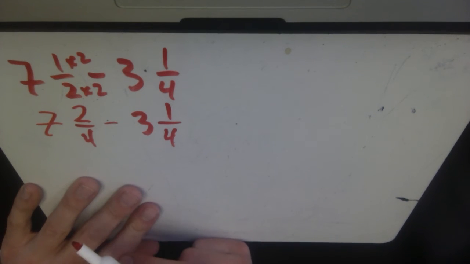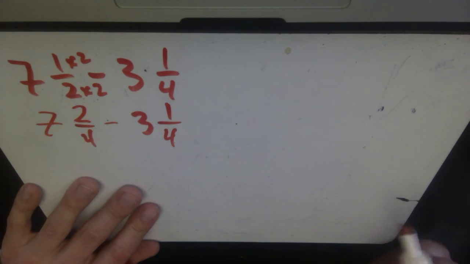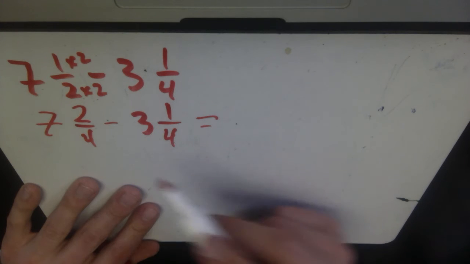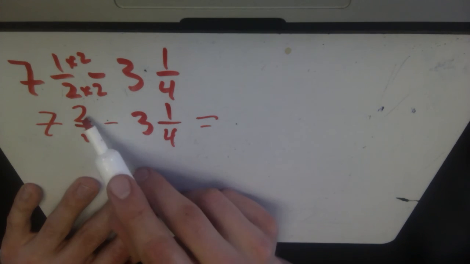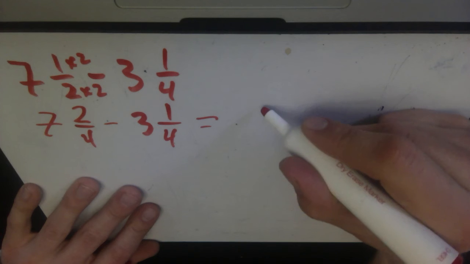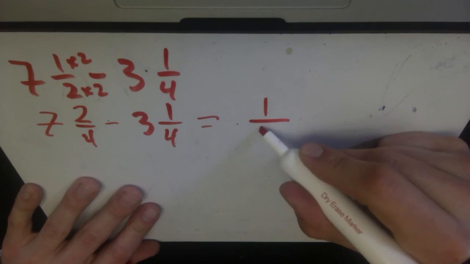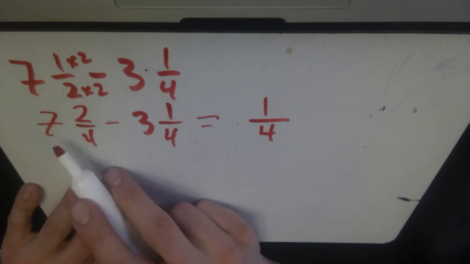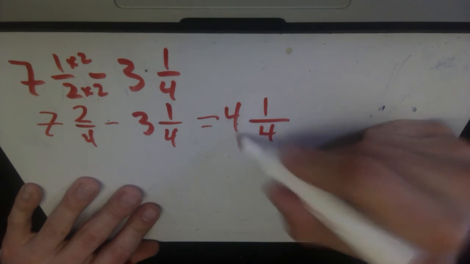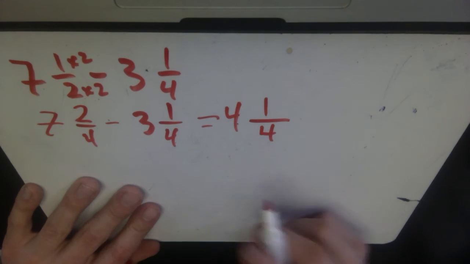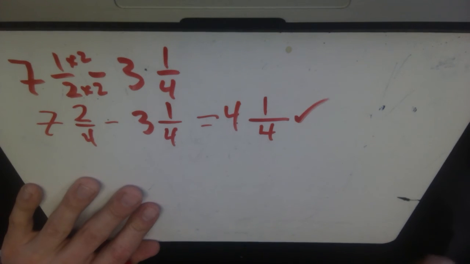So 7 and 2/4 minus 3 and 1 over 4 equals, well, let's subtract our numerators, our top numbers first. 2 minus 1 is 1. Over top of my denominator, which is now common, so it slides over to the right, 4. My whole numbers, 7 minus 3 is 4. So your final answer there, 4 and 1/4.